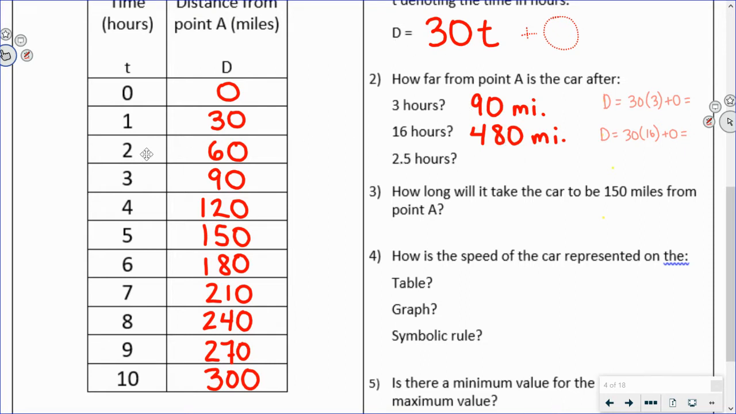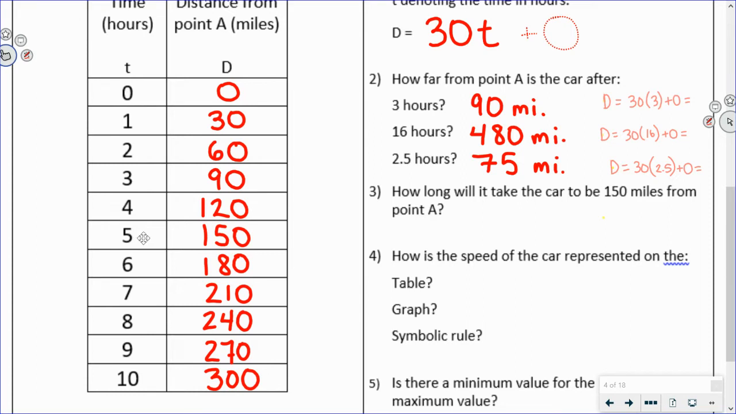How about 2.5? I'm looking here on the table. Well, 2.5 isn't necessarily on the table. Some of you have the number sense to see what's in the middle of 60 and 90. For the rest of us, you may substitute in 2.5. 30 times 2 is 60. A half of 30 is 15. So put those together. 30 times 2.5, 75 miles. How long will it take the car to travel 150 miles from point A?